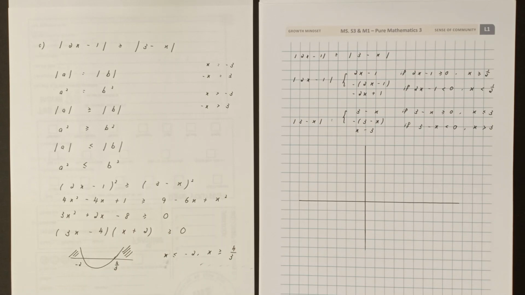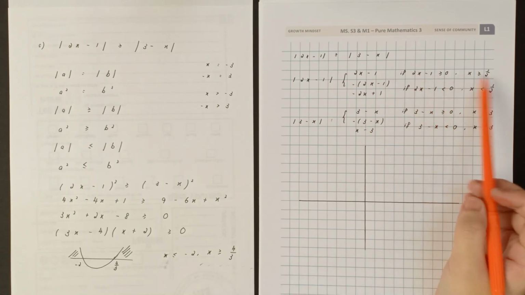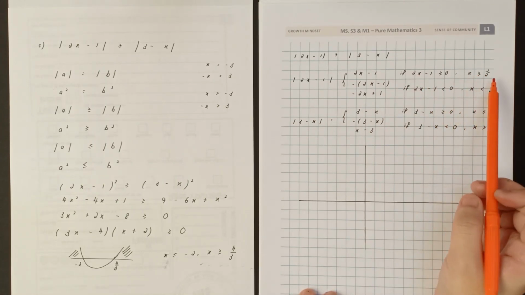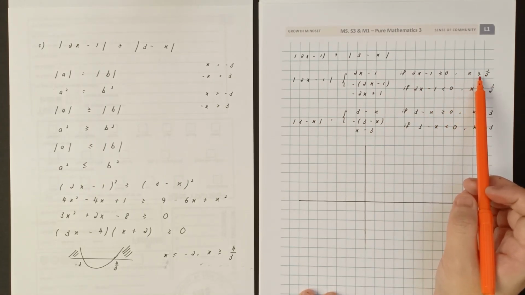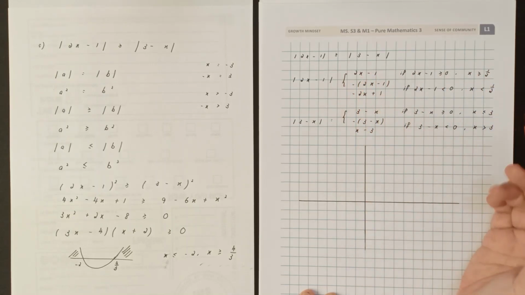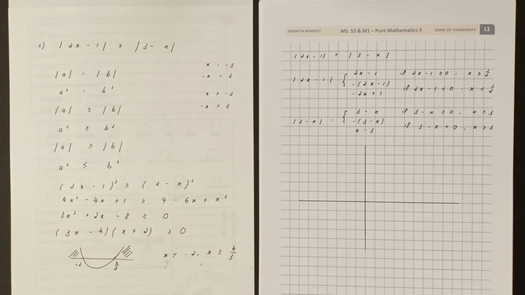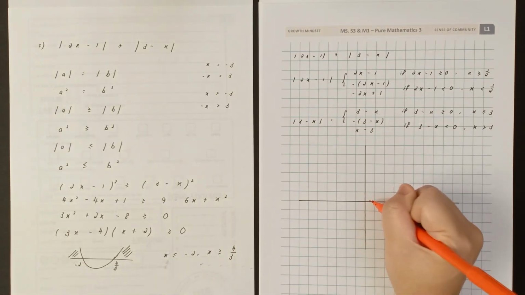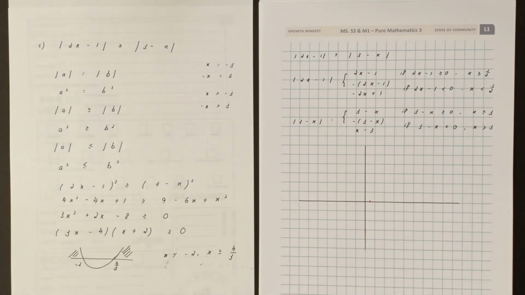Okay, so now let's look at the graph. I'm going to use different colors so you can see it better. For anything where x is greater than or equal to 1 over 2, you are going to draw the line 2x minus 1. So you know that the reflection part will be at the line x equals 1 over 2.